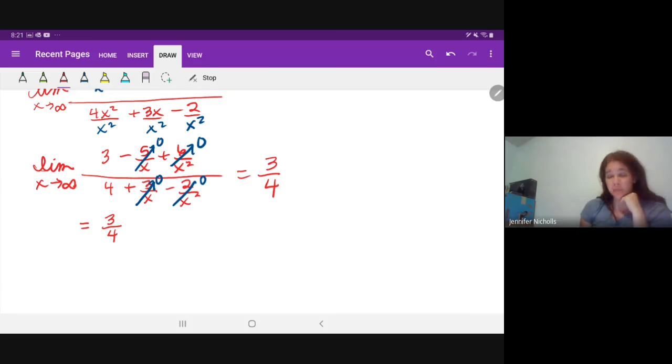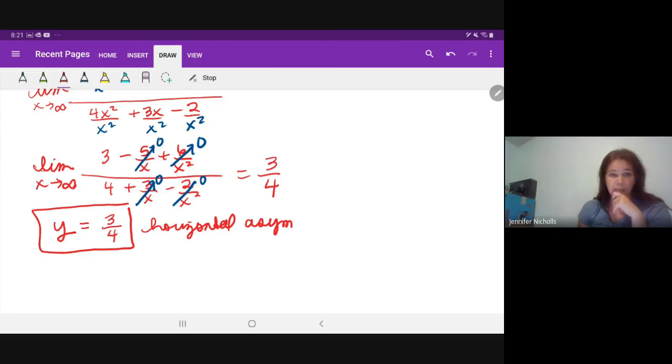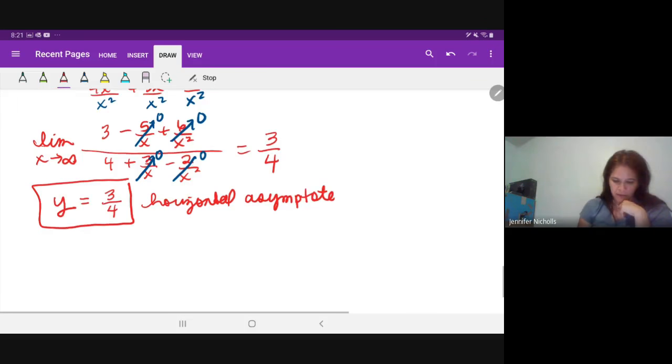But what's my asymptote? The question was, what is my horizontal asymptote? So my horizontal asymptote is y equals 3/4, because I need it to be a horizontal line. And asymptote's spelled like this.